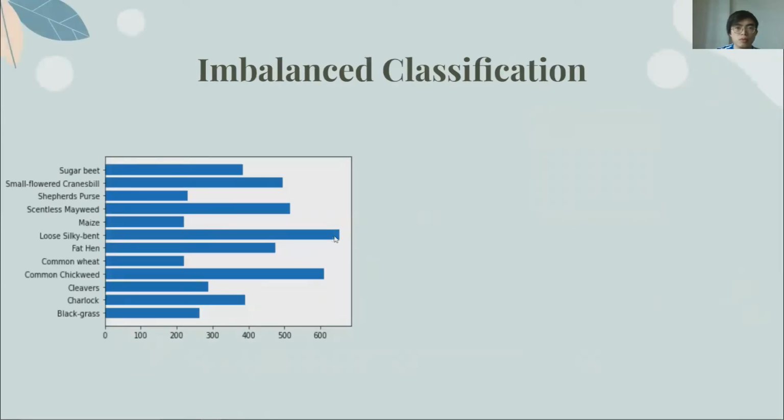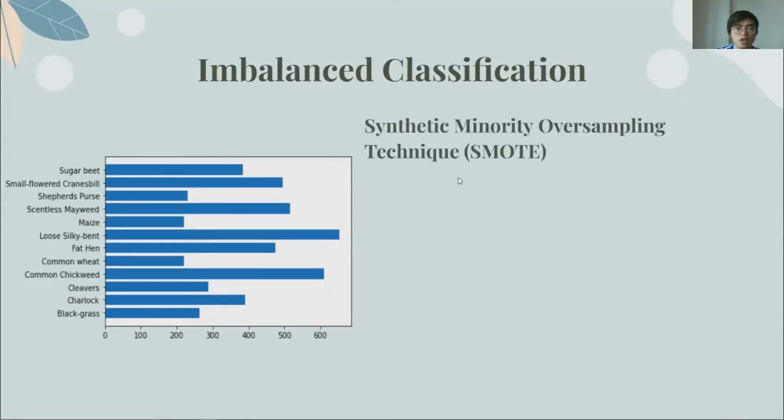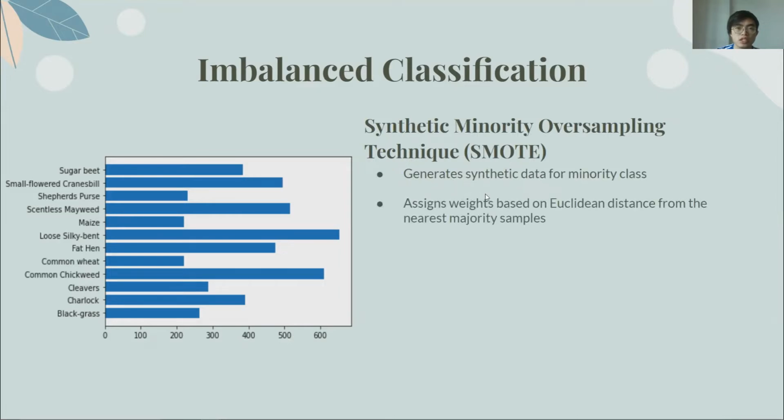Next, we address the problem of imbalanced classes that we have found from the exploratory data analysis. Imbalanced classification may result in a bias to the majority, which is undesirable. To address this issue, we evaluate two different methods. The first method is SMOTE. What SMOTE does is to generate synthetic data for the minority class to fix the imbalance. It does this by assigning weights based on the Euclidean distance from the nearest majority samples and also creates synthetic data using the weighted minority samples with a clustering approach.